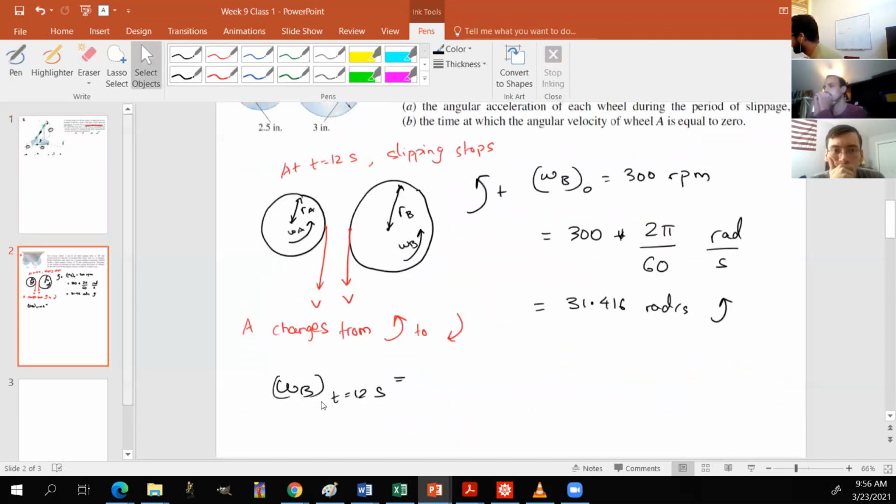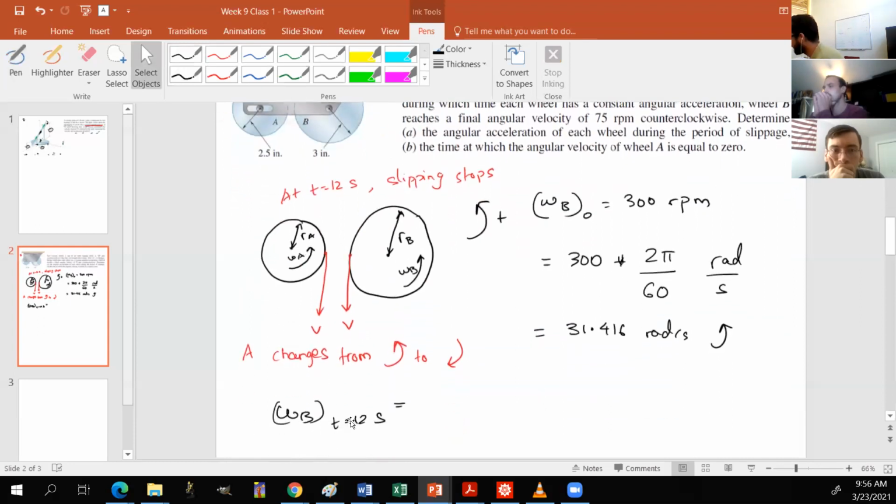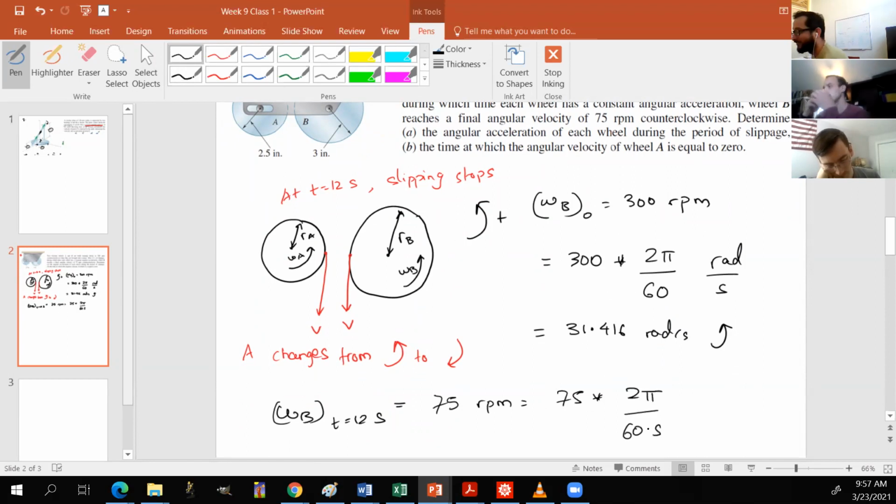75 RPM counterclockwise, right? So let's convert that as well. So you have 75 RPM. So that's 75 times 2 pi radians divided by 60 seconds, right? That's when one revolution, that's what's happening, right? So RPM is revolutions per, okay, all right.